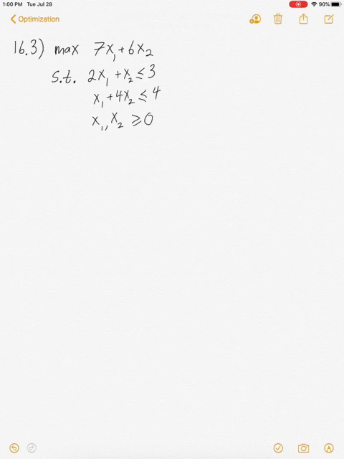So if we want to use either version of the simplex method, the first thing we need to do is write our linear program in standard form. So instead of maximizing, let's convert that into minimizing. So we want to minimize negative 7x1 minus 6x2.